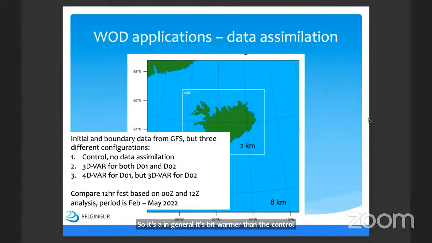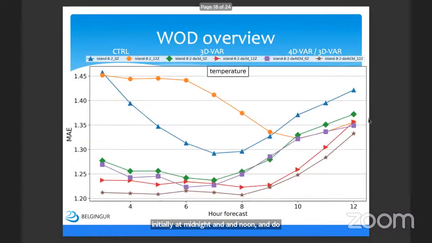So we've now been running this kind of system in 3 configurations for 4 months. So basically our control simulation at 8 and 2 kilometer resolution. And then we have one configuration where we use 3D VAR for both the outer domain and the inner domain. And then we have one where we use 4D VAR for the outer domain, but for the sake of saving computational power, we only use 3D VAR for the inner domain. So we initiate at midnight and noon and do a 12-hour forecast. And this is the result.